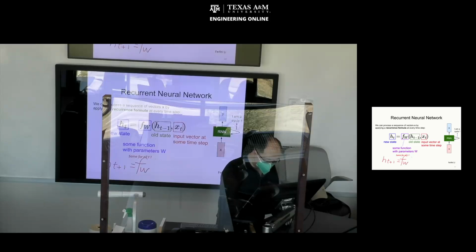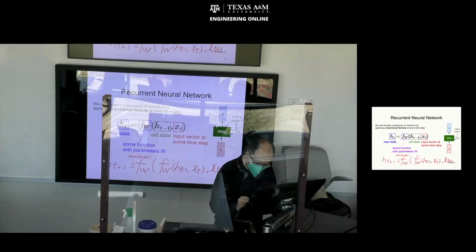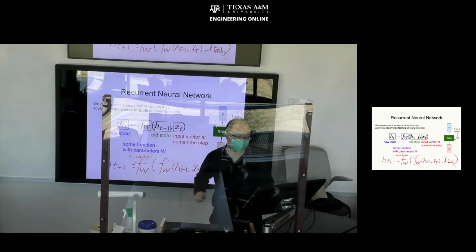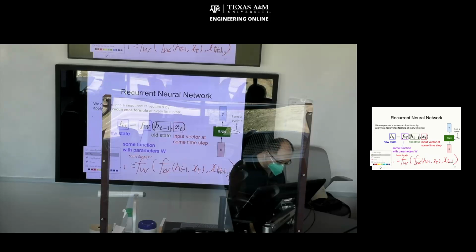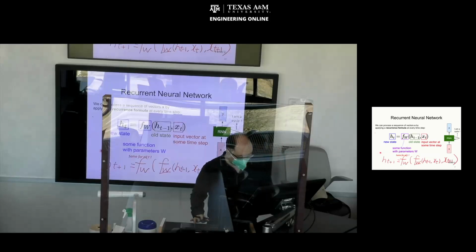It's the same f sub w. So in this sense, it's recursive. We are using this f sub w recursively; we are composing f sub w, and we are reusing it. So it's a recursive formula. I was asking how do we share the parameters, and that's how we share the parameters.